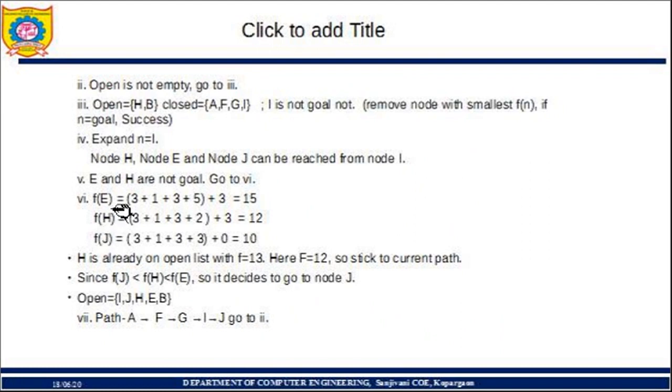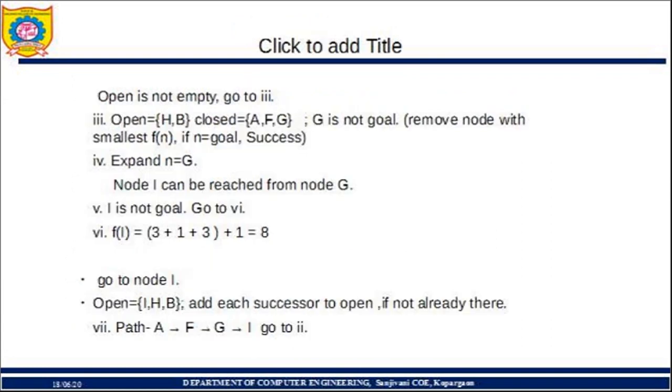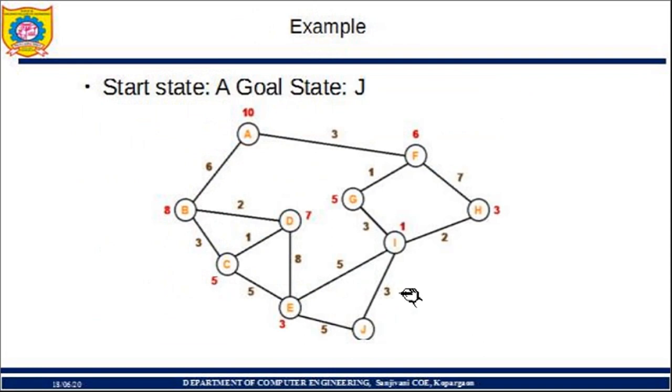Sorry, we wanted to find the children of I. I is connected to E, J and H. Fine, these are the three children of I. So I need to find F for E, for H and for J. Again we need to go to the diagram.